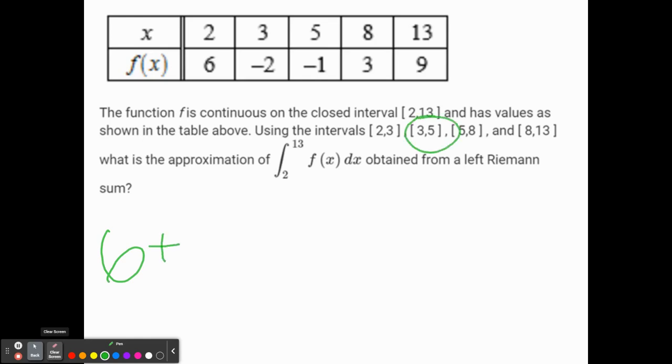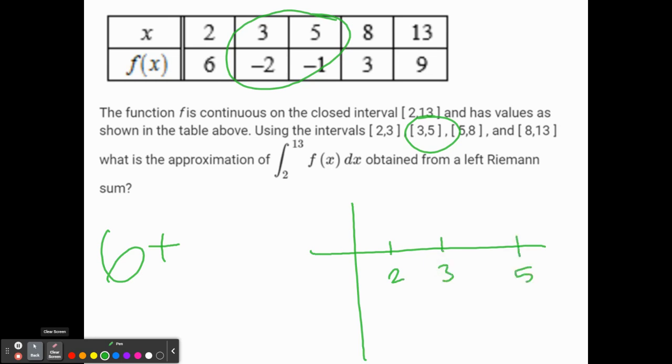Now let's move on to the next interval. The interval from 3 to 5 is where we're looking on this table, and I'm going to draw a graph again. If you need to draw the graph to help you visualize it, then please go ahead. But if you don't, then you can just do this math in your head. So I'm looking at the next interval. We did 2 to 3. Now I'm looking at 3 to 5.